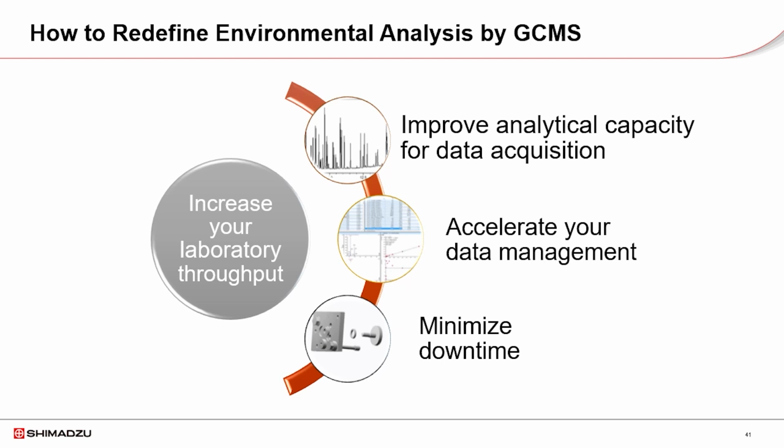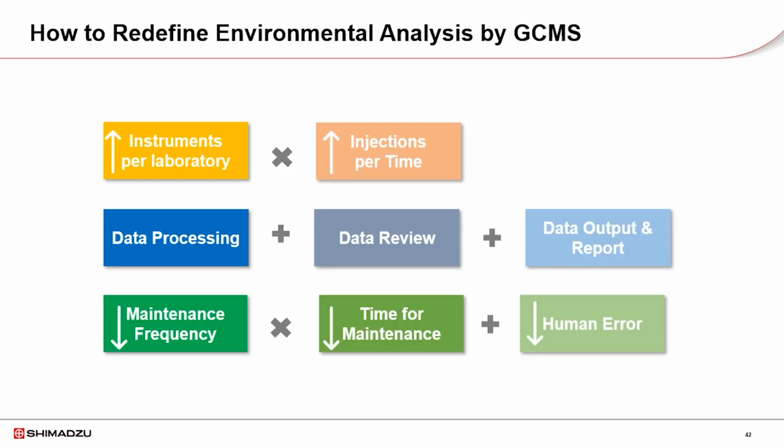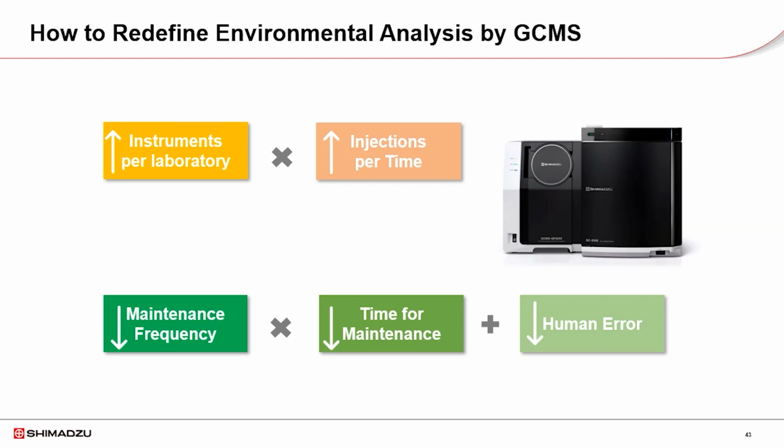As Yoshiro explained in detail during the webinar, the GCMS QP 2050 can help you increase the number of instruments in the lab, increase the number of injections you can run, decrease maintenance frequency and the time you spend, as well as making it easier for the analysts not to make mistakes.